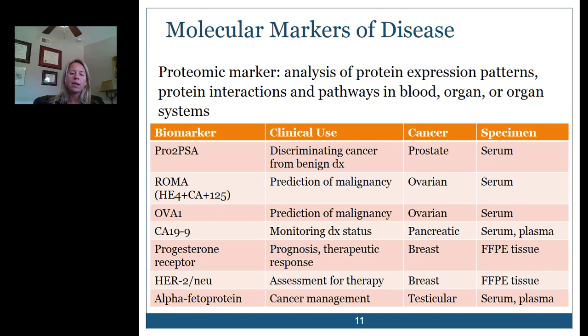We can talk about, say, testicular cancer, and we know that the biomarker alpha-fetoprotein can be used to help manage cancer treatment for testicular cancer, and this biomarker is measured in both serum and plasma. But again, this isn't an exhaustive list by any means of proteomic markers, just a few that are pretty well understood and how they're used clinically. And I think it's important to see this to get a sense of how we move from the molecular level to the clinical level.